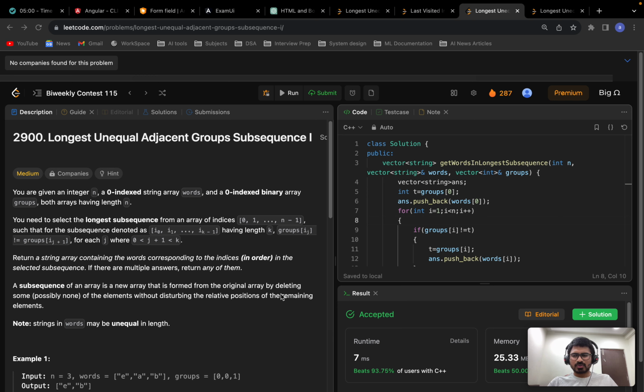Today let's solve this problem, longest unequal adjacent group subsequence. Before going into the problem, I recommend you to try to solve it for at least 20 to 25 minutes. If you are able to solve it, well and good, I will be really happy. If you couldn't solve it, then you can watch this tutorial.